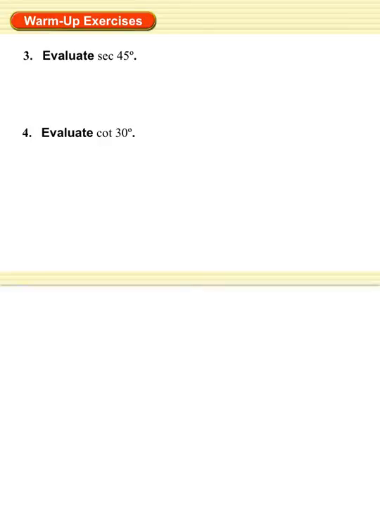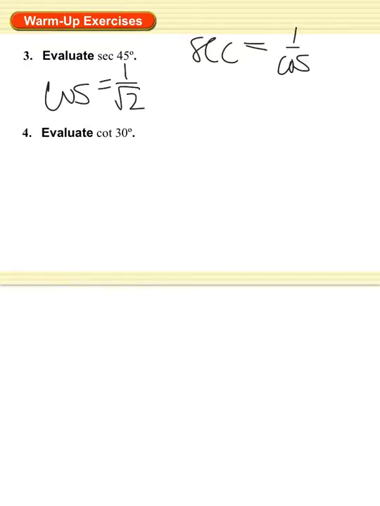Secant 45, that's my 90, 45, 45 triangle. That's going to be 1, 1, root 2. So secant 45 is 1 over cosine. I know that cosine of 45 is adjacent over hypotenuse. Therefore, if I take the inverse of that, it's going to be just root 2, or root 2 over 1.